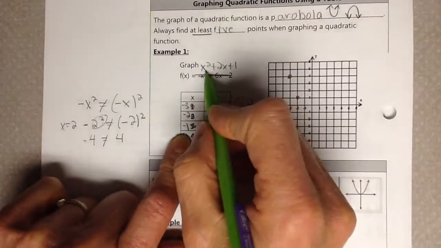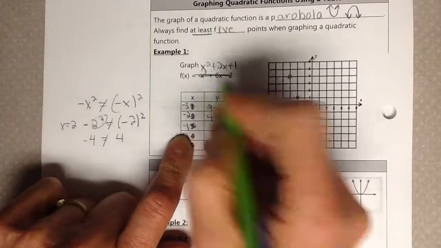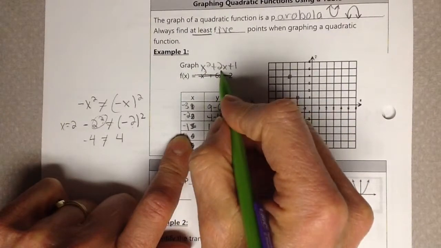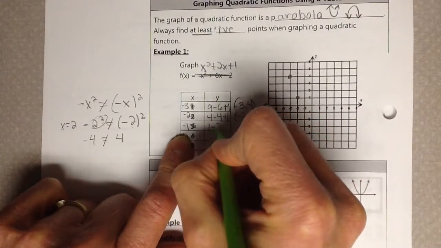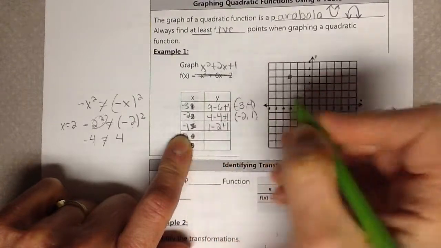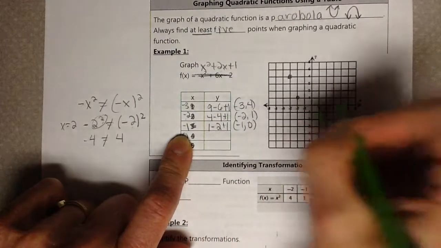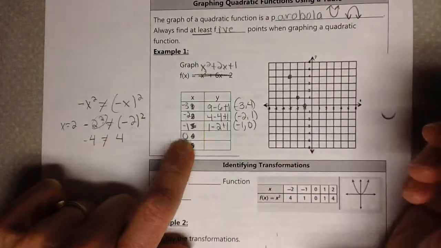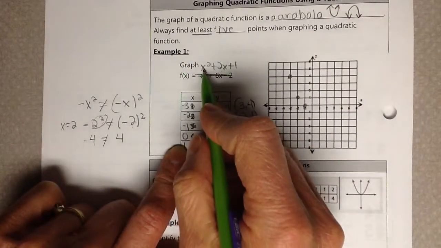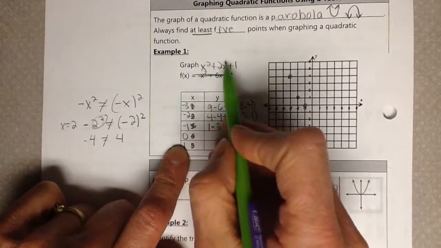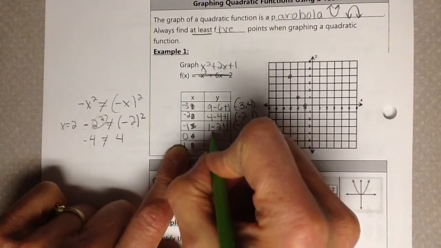And if I substitute in a negative 1 here, negative 1 squared is a positive 1. Negative 1 in here makes that a minus 2. And then we add 1. That's going to give us negative 1, 0. So negative 1, 0 goes here. Now I'm going to substitute a 0 in here. Well, that'll make this whole thing 0, this whole thing 0, and so we'll just have 0, 1.